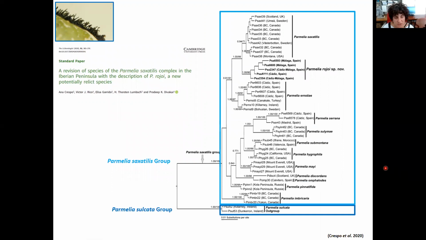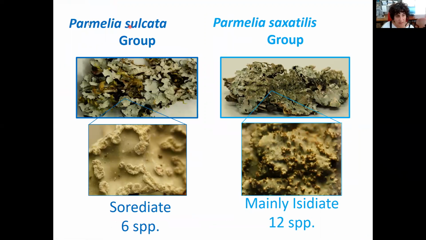Recently, the species of the Parmelia saxatilis group occurring in the Iberian Peninsula were revised, and the topology of the phylogenetic tree was corroborated for this distribution. The Parmelia sulcata group includes 6 sorediate species, and the Parmelia saxatilis group includes 12 mainly isidiate species. Both soredia and isidia are dispersal packages of the fungus and the algae.